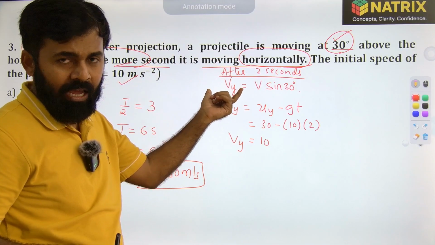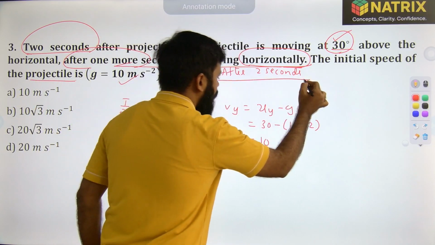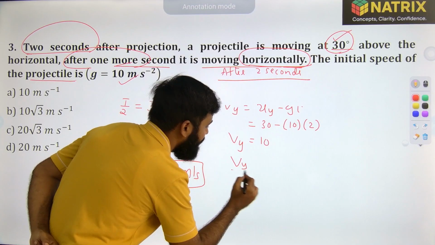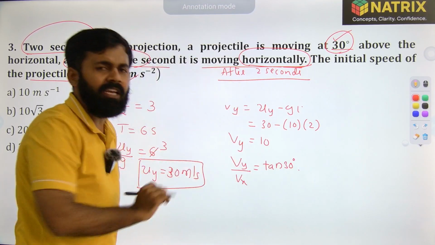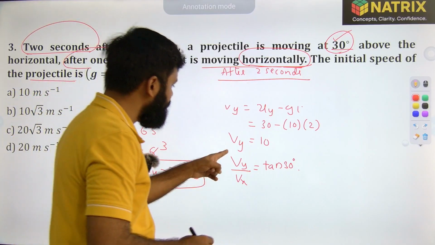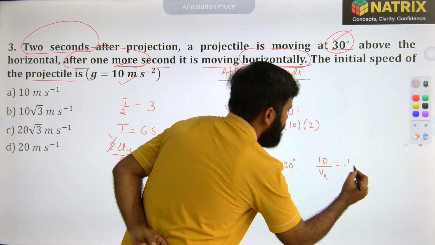So using this, can we find the value of Vx? We can use this, or we have one more way. Vy by Vx is what? Tan theta, tan 30. So we know Vy is 10 upon Vx. Tan 30 is 1 upon root 3.